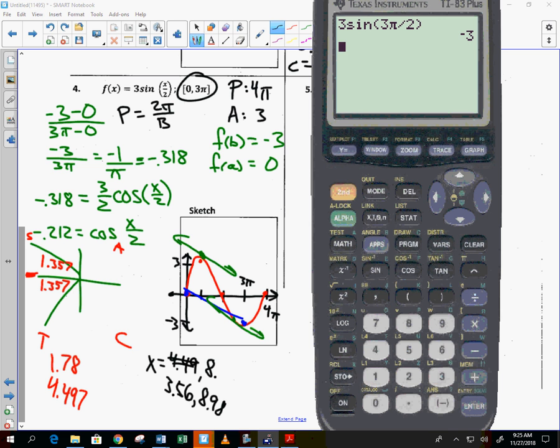So if I plug in the 3 pi, and it's being divided by 2, and when I take the sine of it, I get negative 1. Multiplied by 3 is negative 3.